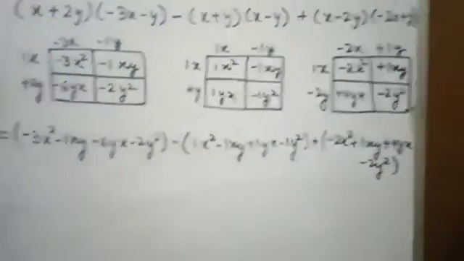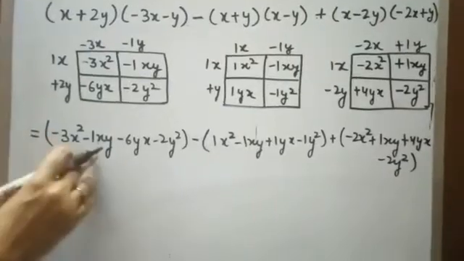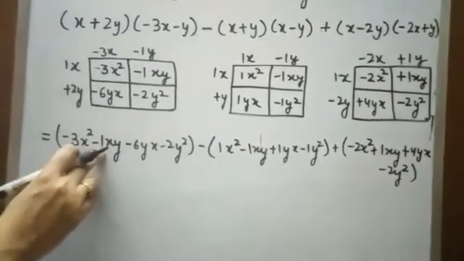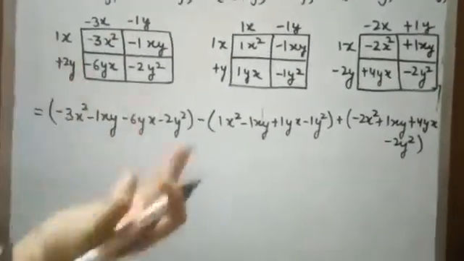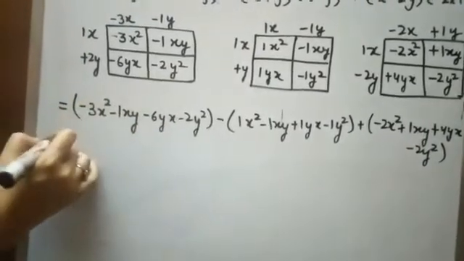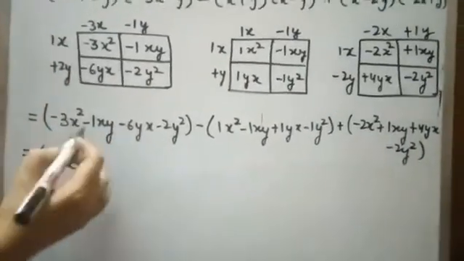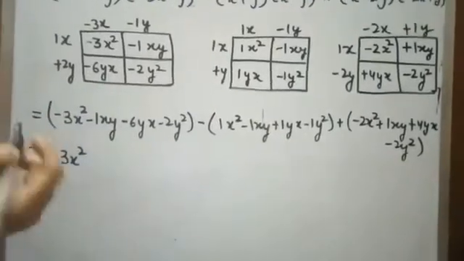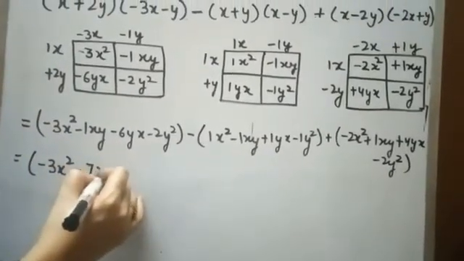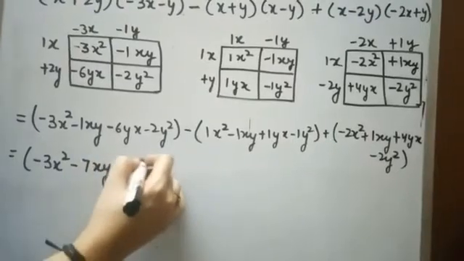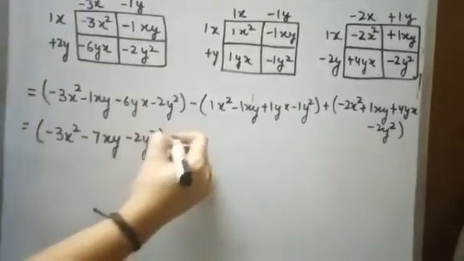Now we will look out for the like terms in the bracket. In the first case here, minus 1xy minus 6yx. yx and xy both are like terms because their variable parts are the same. Look out for the constant part. Minus 1 minus 6, both are negative, so it will become minus 7xy. The rest of the terms will remain as they are.